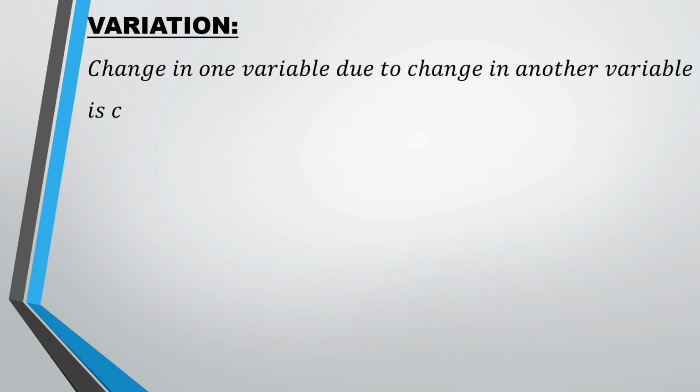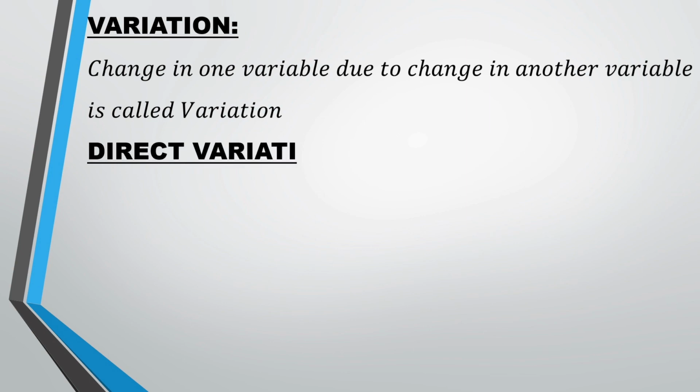Variation. Change in one variable due to the change in another variable is called variation. The word variation is nothing but change. So we have three types of variations. First one, direct variation.